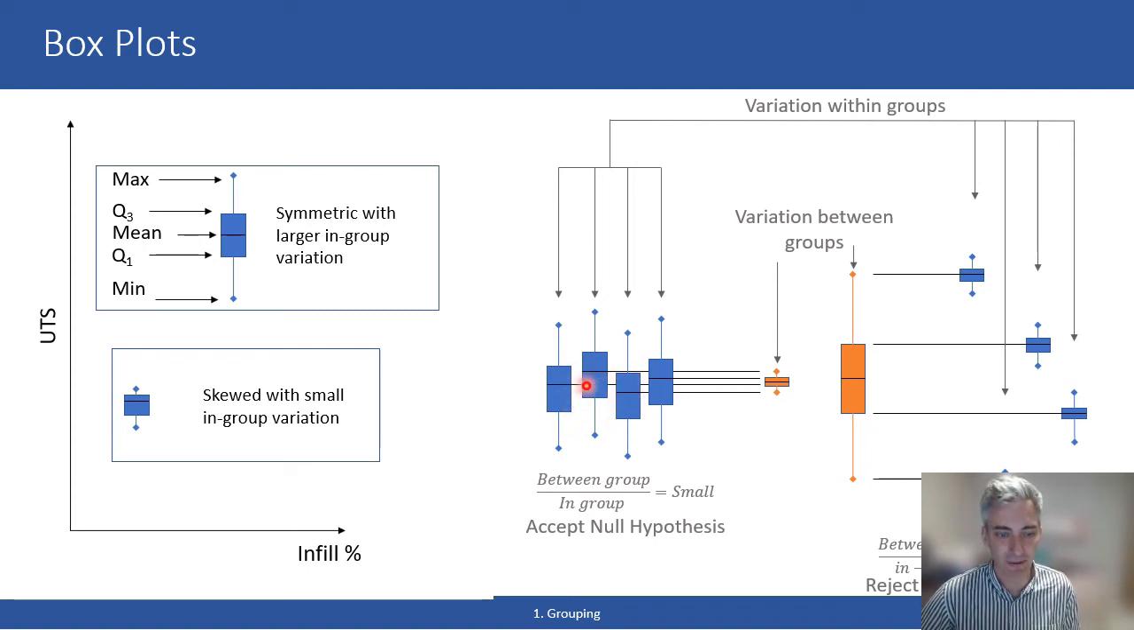In this case, the means are very close together, so we have a very small between group variation, and the in-group variation is large. So this small between group variation divided by the large in-group variation is going to produce a small F statistic. So we would accept the null hypothesis and conclude that all of these groups are the same. There's no difference between these groups. In other words, hair length is not a good way to categorize dog weights.